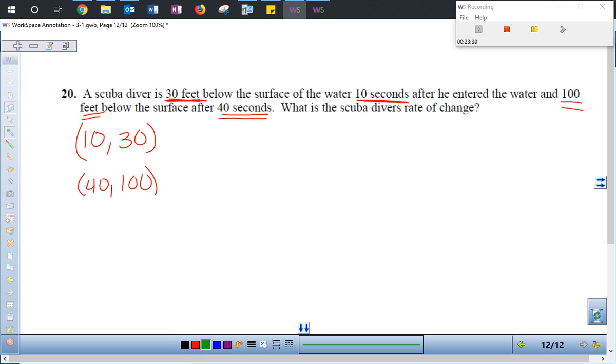Now we can find our slope. So what I'd like you to do is pause the video and set up these two ordered pairs to find a slope. So hopefully when you set it up, you got m equals 100 minus 30 over 40 minus 10. Now when I simplify that, 100 minus 30 is 70 over 40 minus 10 is 30. Now 70 divided by 30, again, we don't want a denominator here. We want to make sure that that is actually divided out.